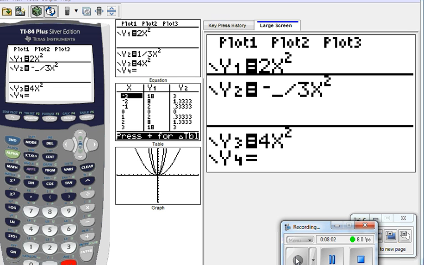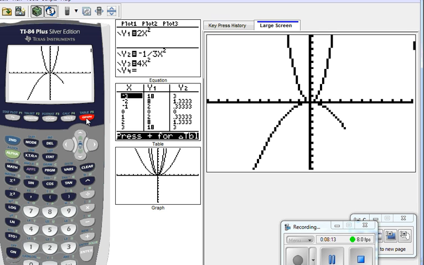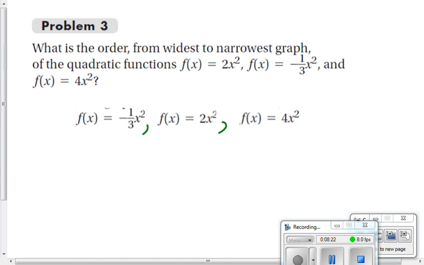I was thinking we could also just look at the graph real quickly, just using a standard window. So here I'm going to graph them in the same order that they're listed. And notice that okay, there's 2x squared. That's negative 1/3 x squared. And that one is 4x squared. So in order from the widest to narrowest, they go like that. All right, next problem.